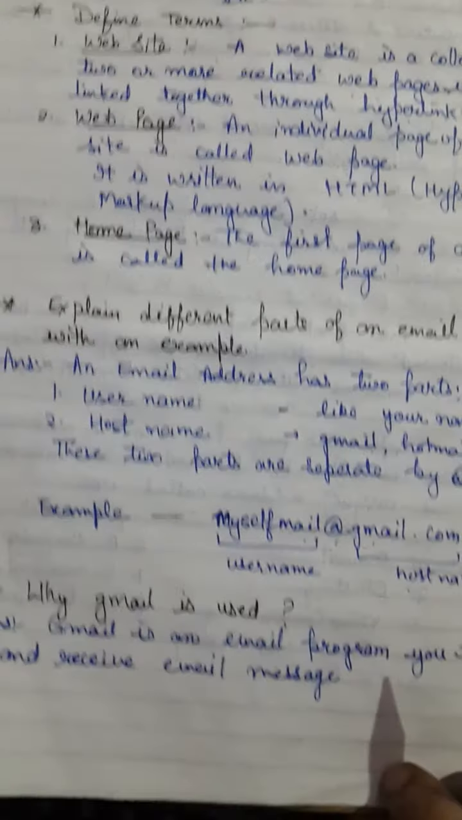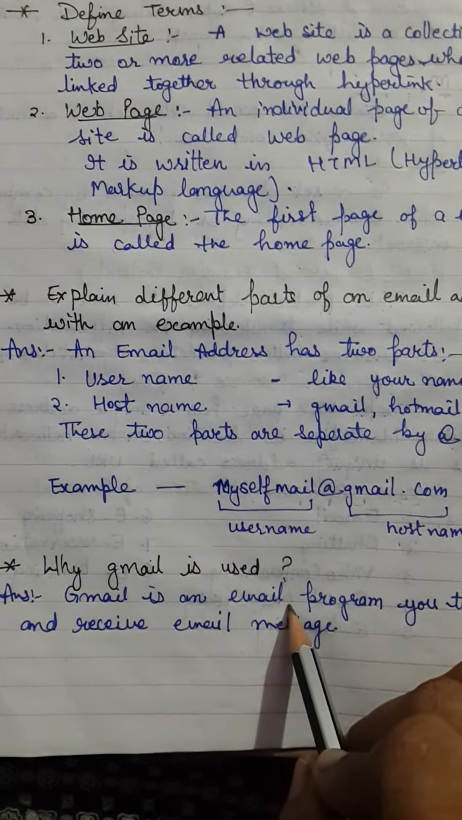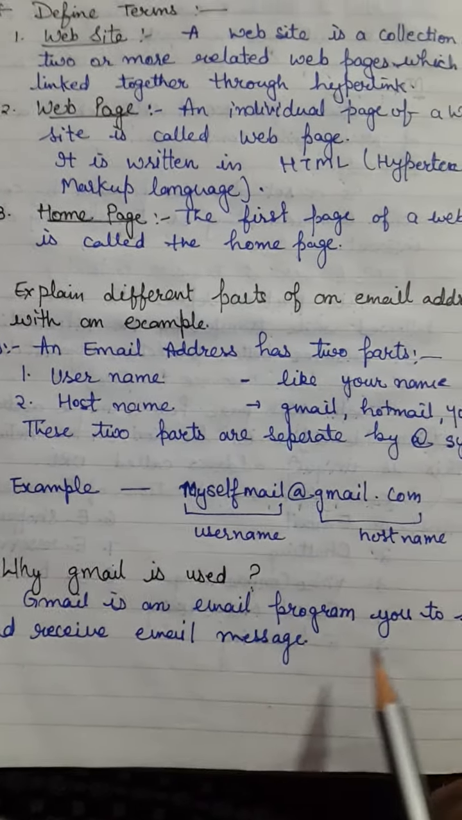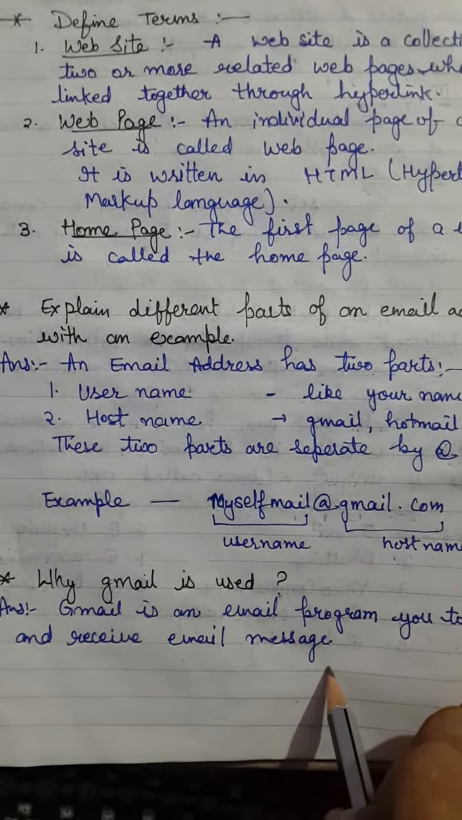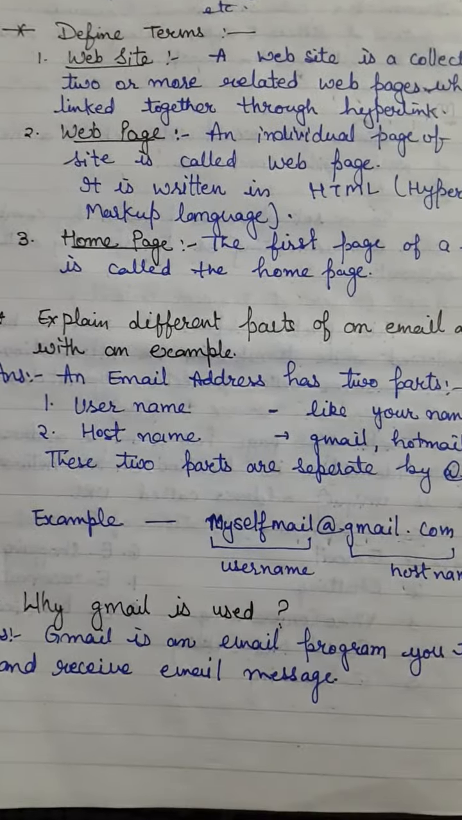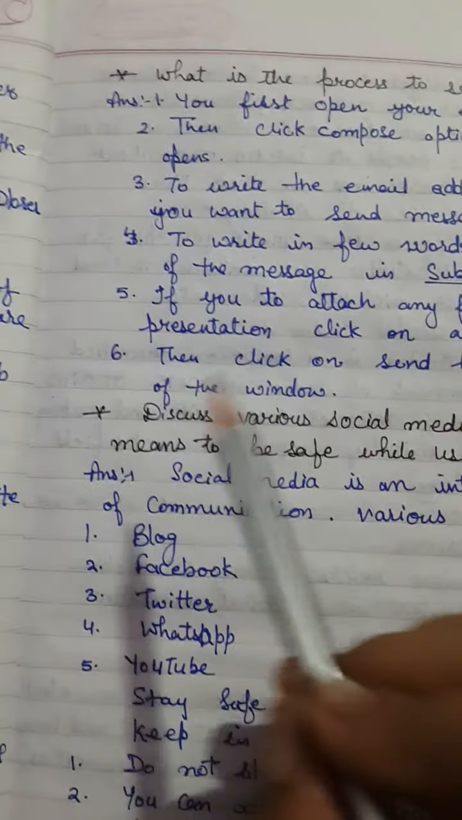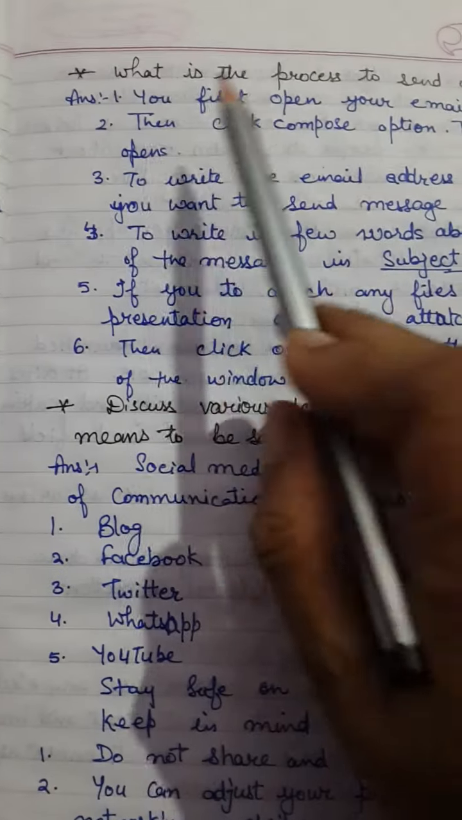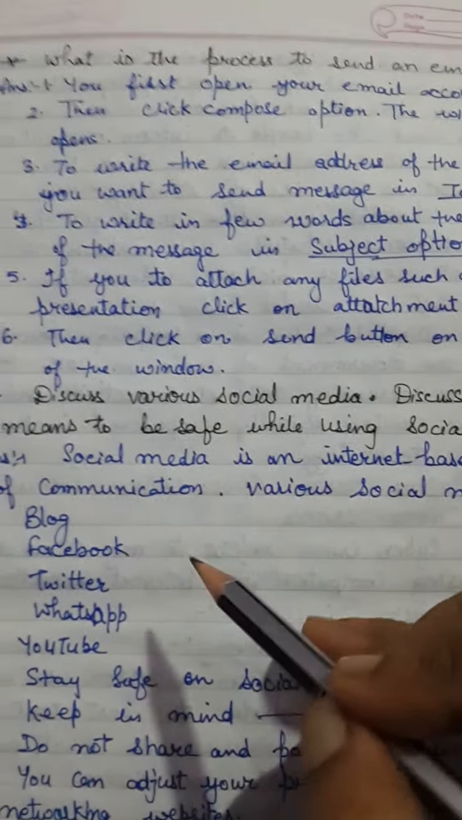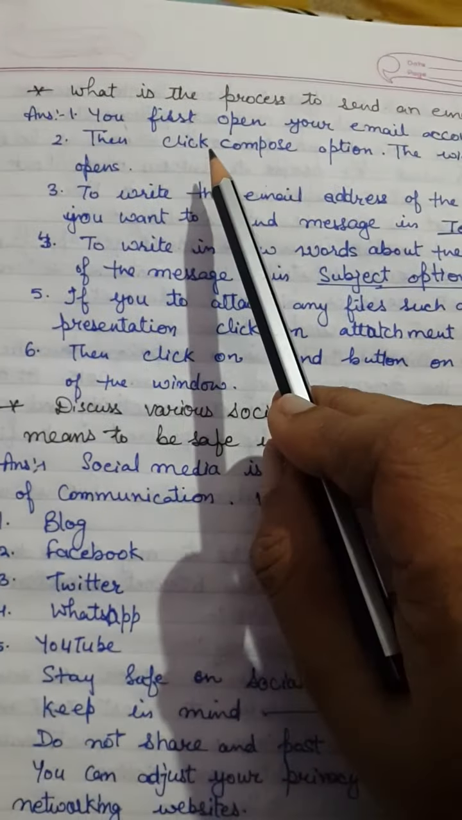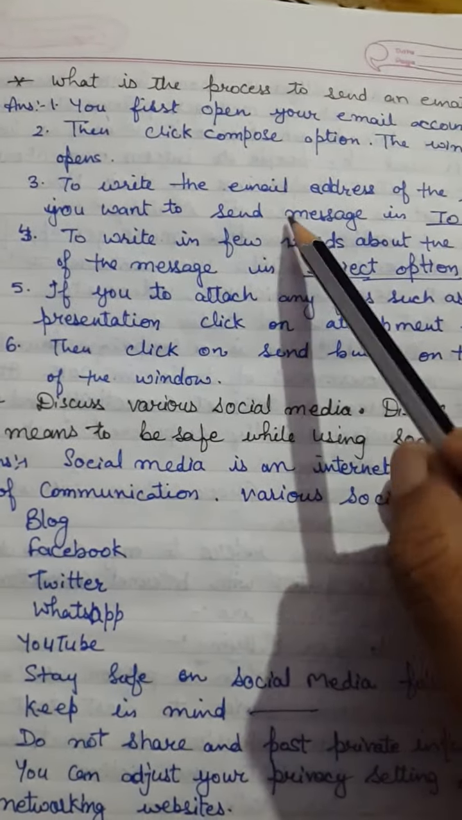Now the next question arises: why do we use Gmail? Again the same message: Gmail is an email program used to send and receive email messages. Simple. Now come to the next point. I am writing all the topics in question-answer form, so it is easy to write in your notebook. What is the process of sending an email? Sending or receiving an email.